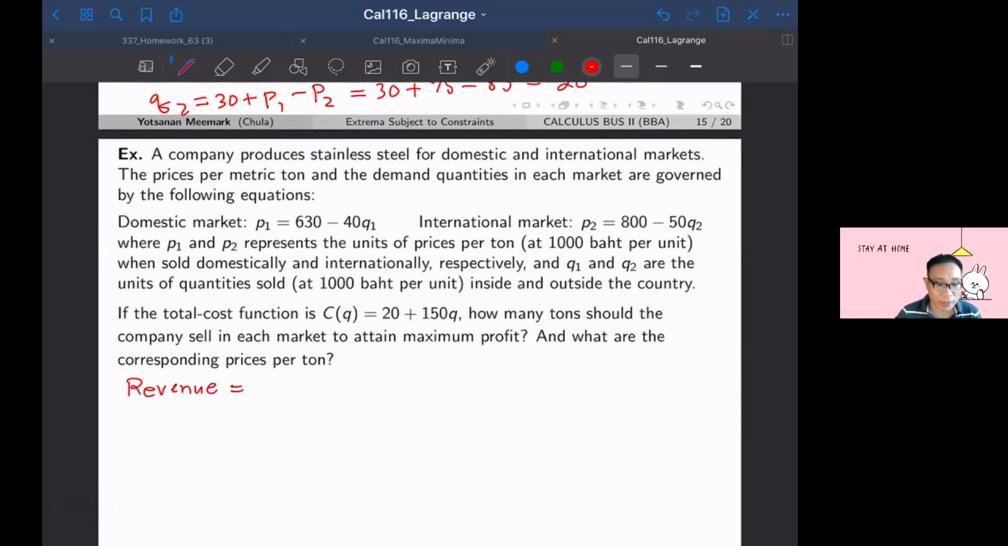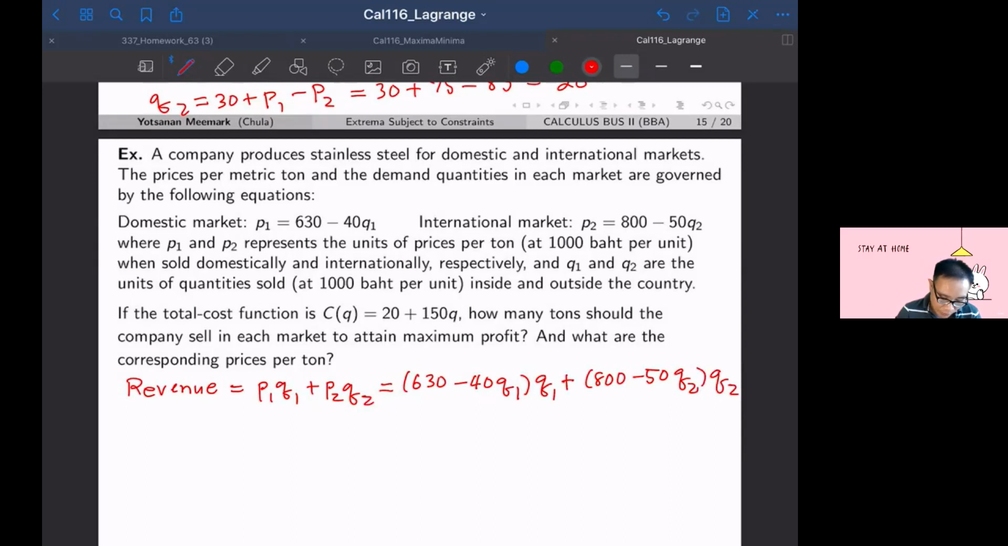It's gonna be P1 Q1 plus P2 Q2. So you would get (630 minus 40 Q1) times Q1, plus (800 minus 50 Q2) times Q2. Okay, so that's my revenue function.